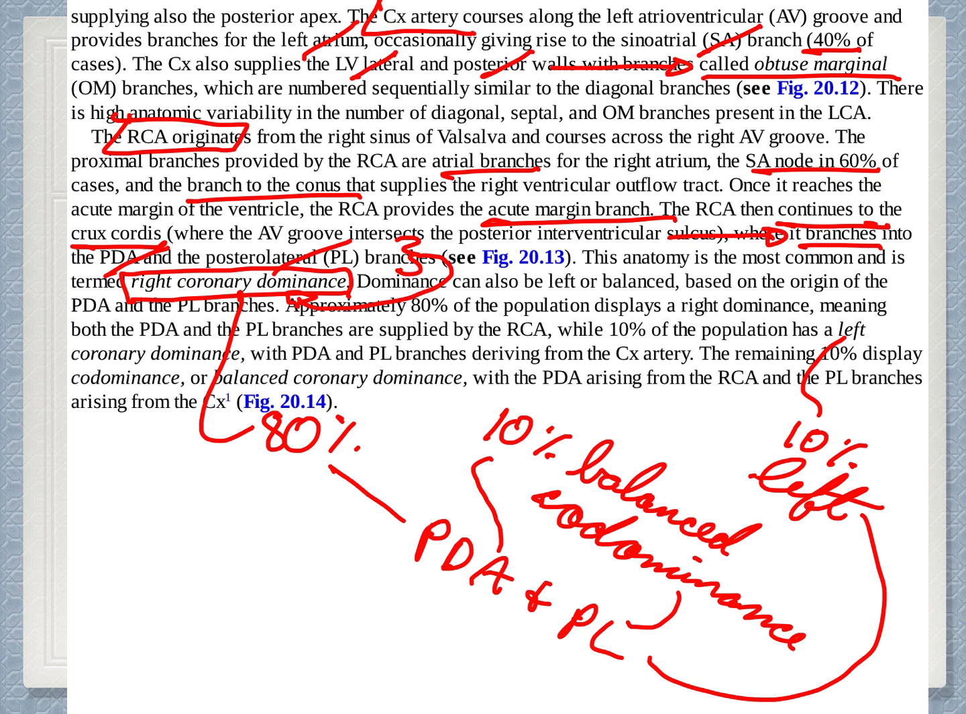the posterior interventricular section of the heart, which is mainly due to these two branches, PDA and posterior lateral, given off in 80% of the cases by the right coronary artery. The other 20% is divided in equal proportions, 10% left dominant and 10% balanced codominance. Why are there two arrows? Because one of these two arteries will be, in balanced codominance, given off by the left coronary, and the other will be given off by the right coronary.